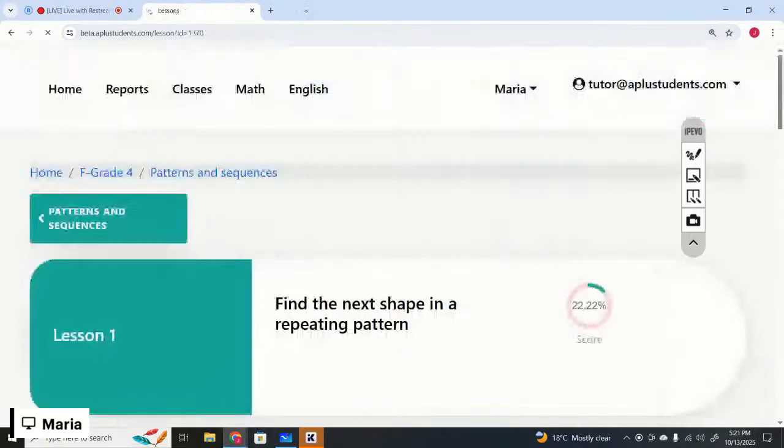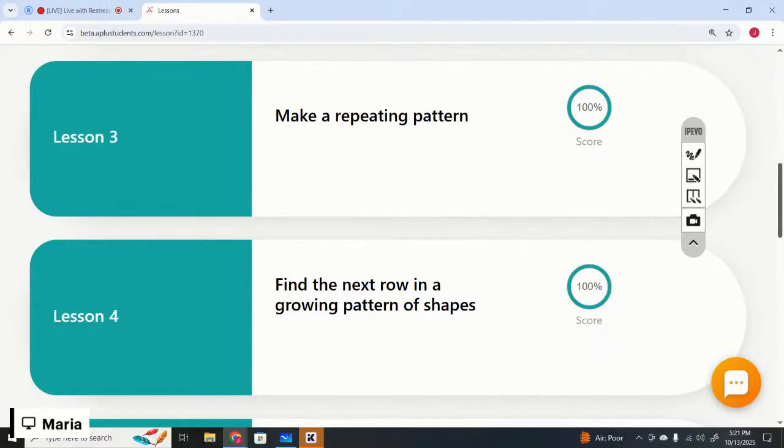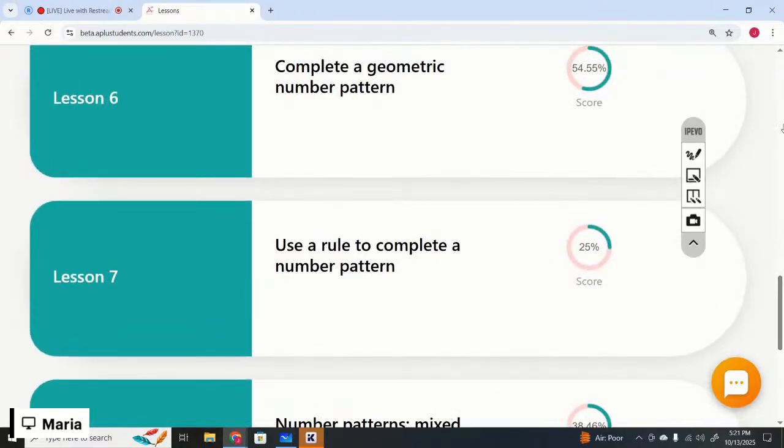The next lesson is use the rule to complete a number pattern.